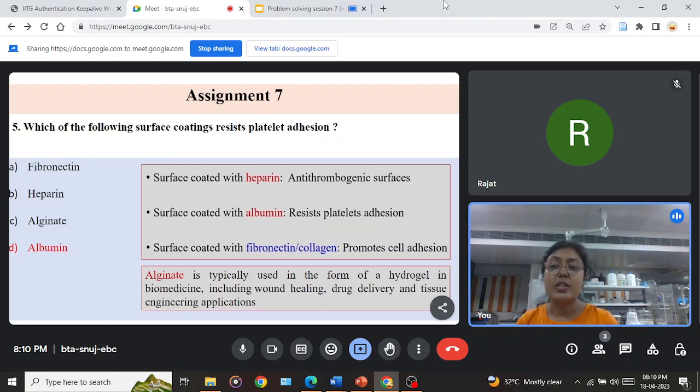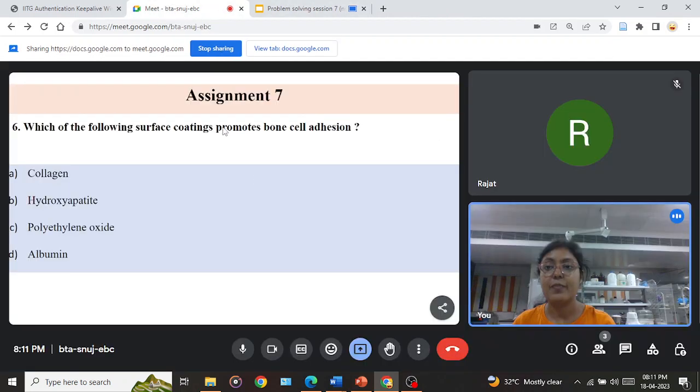Right. So not just for albumin, any questions can be asked regarding the function of fibronectin, heparin, alginate as well. So also including albumin, you must remember all the functions of other surface coatings as well. Right. So we can move forward to the next question, that is question number 6.